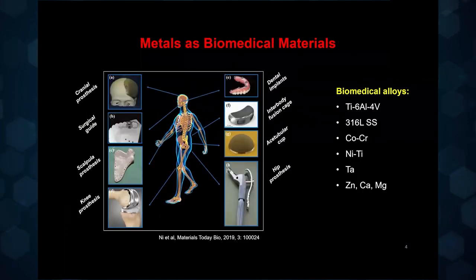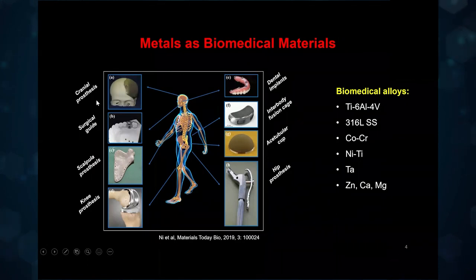So what we'll do is look at various categories of materials that are used as biomaterials, and how they are processed by additive manufacturing and how people are trying to explore their use in biomedical applications. I'll start with metals, and this is a picture taken from a relatively recent paper. What they've done is list several of these biomedical implants that are prepared using various kinds of metals.